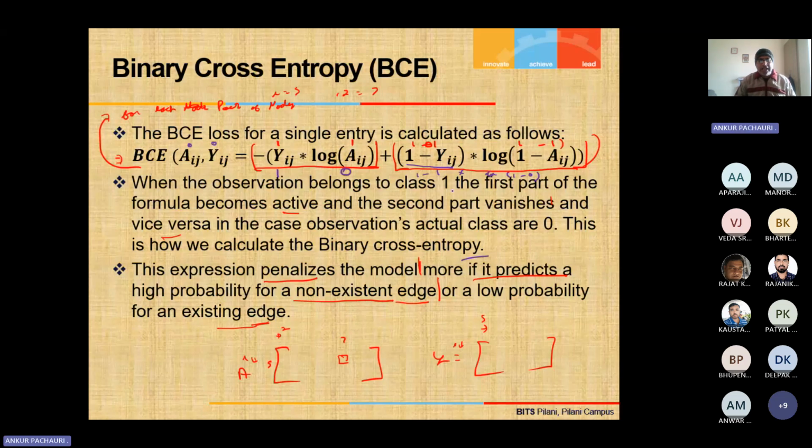So when the observation belongs to class 1, the first part of the formula becomes active, and the second part vanishes. It will be 0. And vice versa, the first part vanishes, then the second part becomes active, in the case where the observations' actual class is 0. So this is how you will calculate the binary cross entropy. Clear? Is it good? So this is how a binary case can be dealt with.